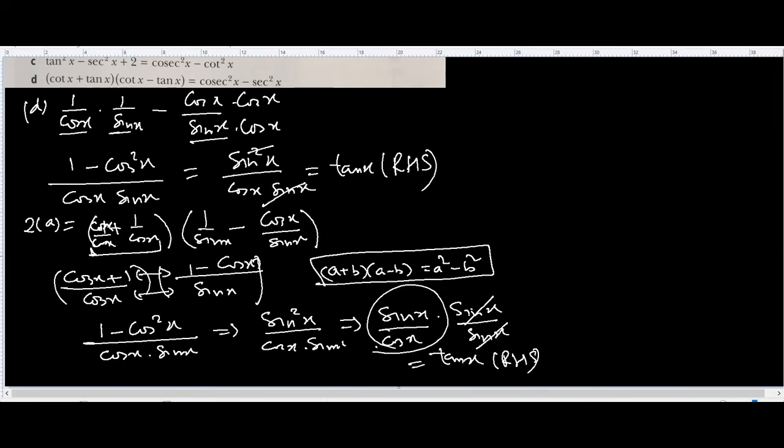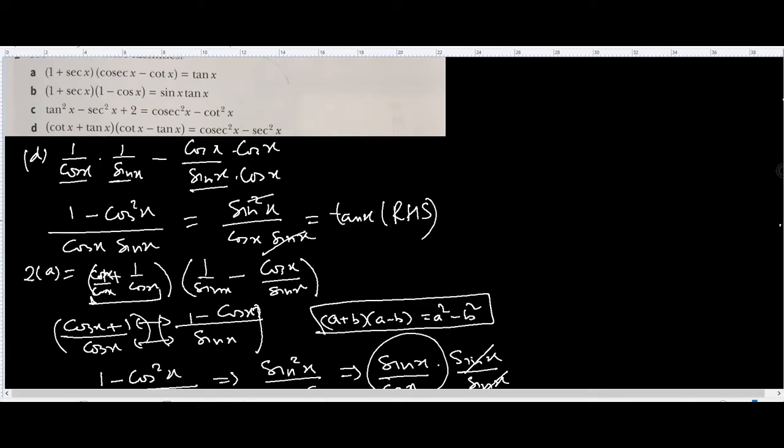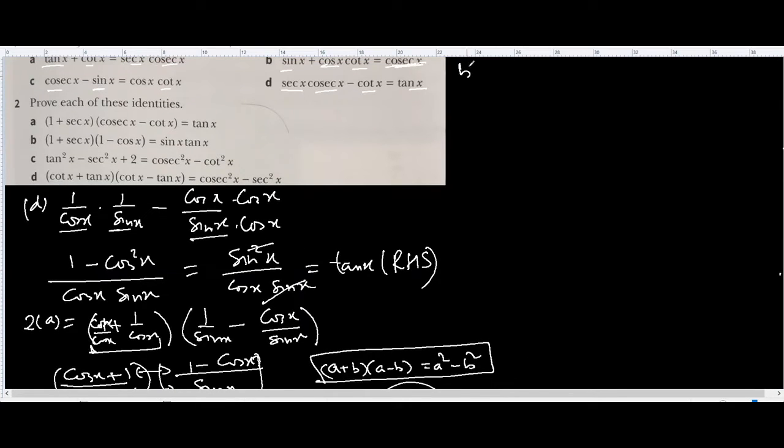Proven. Alright, let's go to B part. B part is something similar. Again, we'll do the same thing. 1 plus secant x will become 1 plus 1 over cos x.